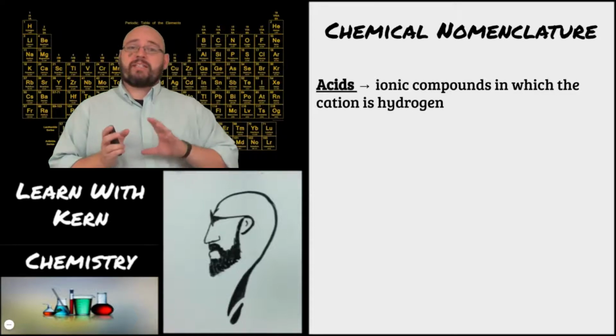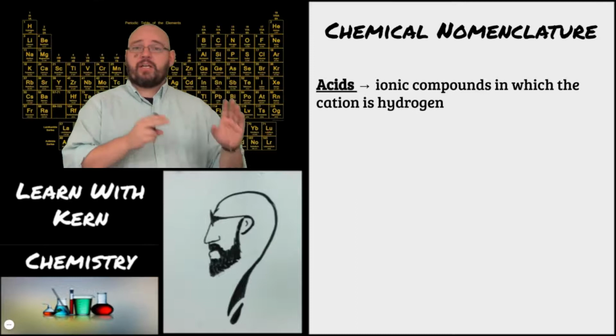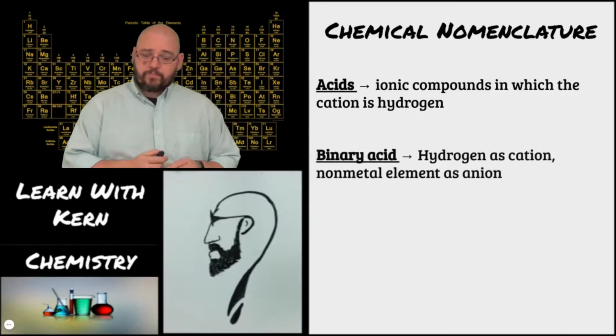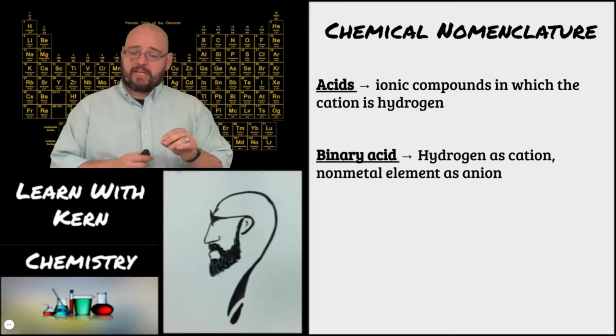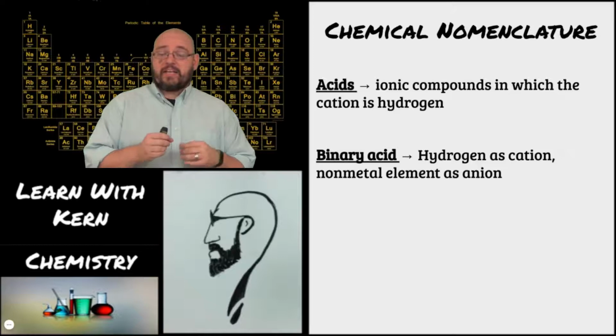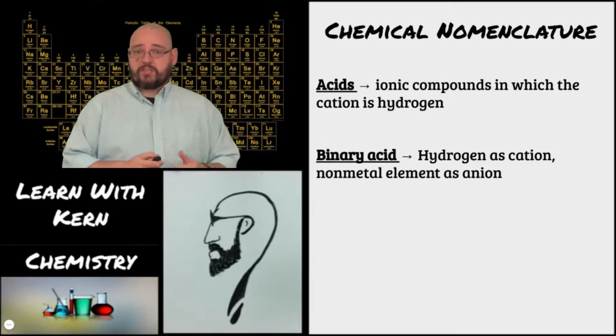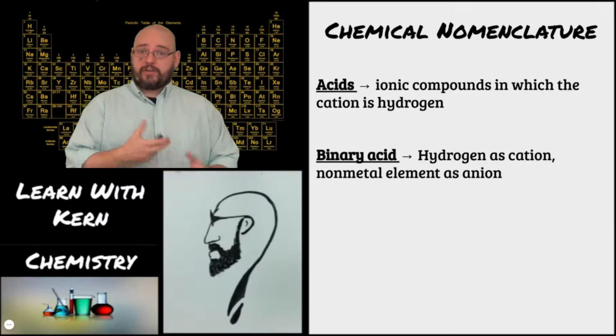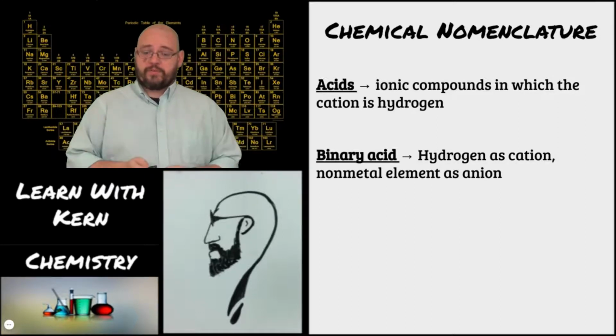We are going to spend an entire unit later on discussing acids. Right now, we're just talking about how to name acids. You have two different kinds. You have binary acids, which are acids that have hydrogen as a cation and a nonmetal element as the anion. So you have a cation and an anion, and it's binary. You have hydrogen and one other element.